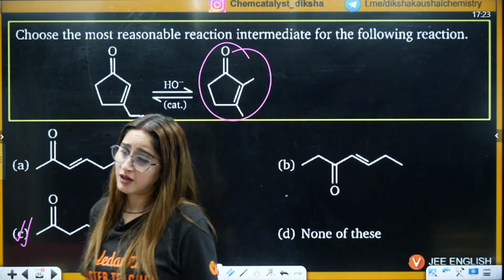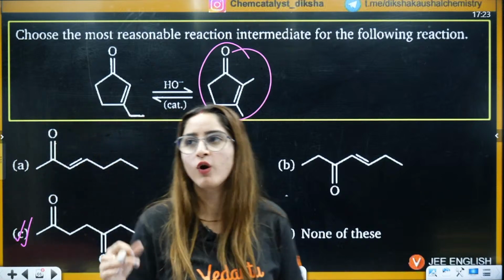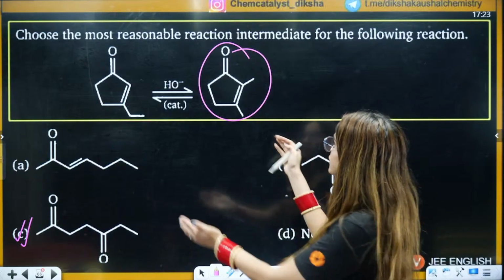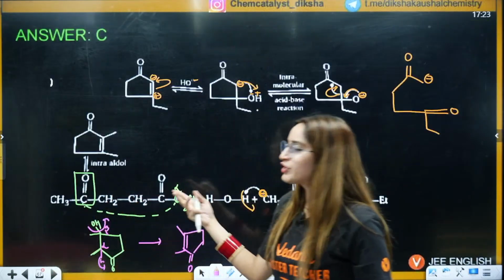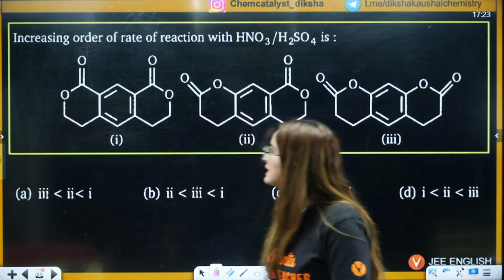The intra-aldol condensation was not needed here, right? You already know that after this it will be formed. But I just told you, what if they ask you a question from only this step, the conversion of this into which compound? So for that, you should know what is intramolecular condensation, right?